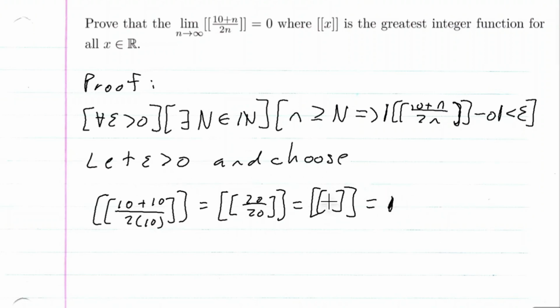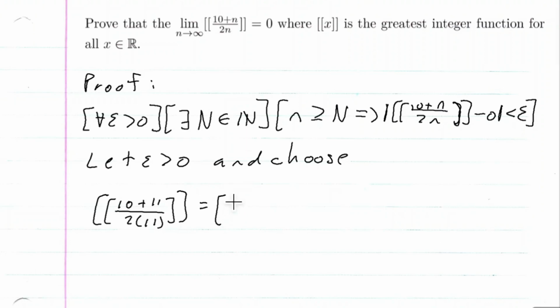So we don't want our n to be 10, but let's think of anything after 10. Let's go ahead and erase this and try 11, okay? So 10 plus 11 is 21, and 2 times 11 is 22. So now the greatest integer that is less than or equal to this real number is 0.